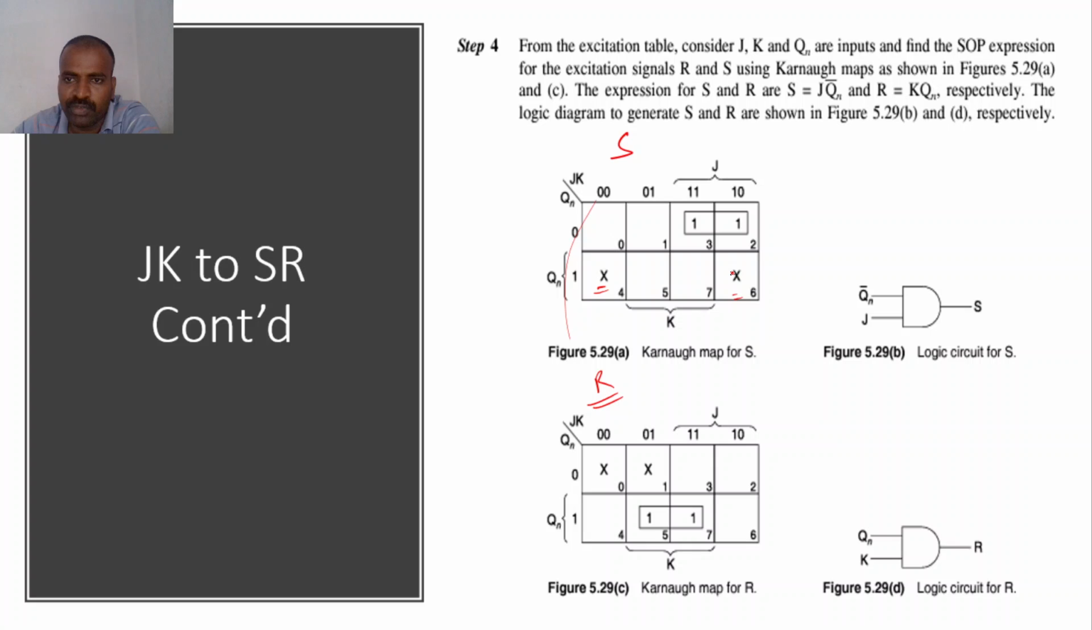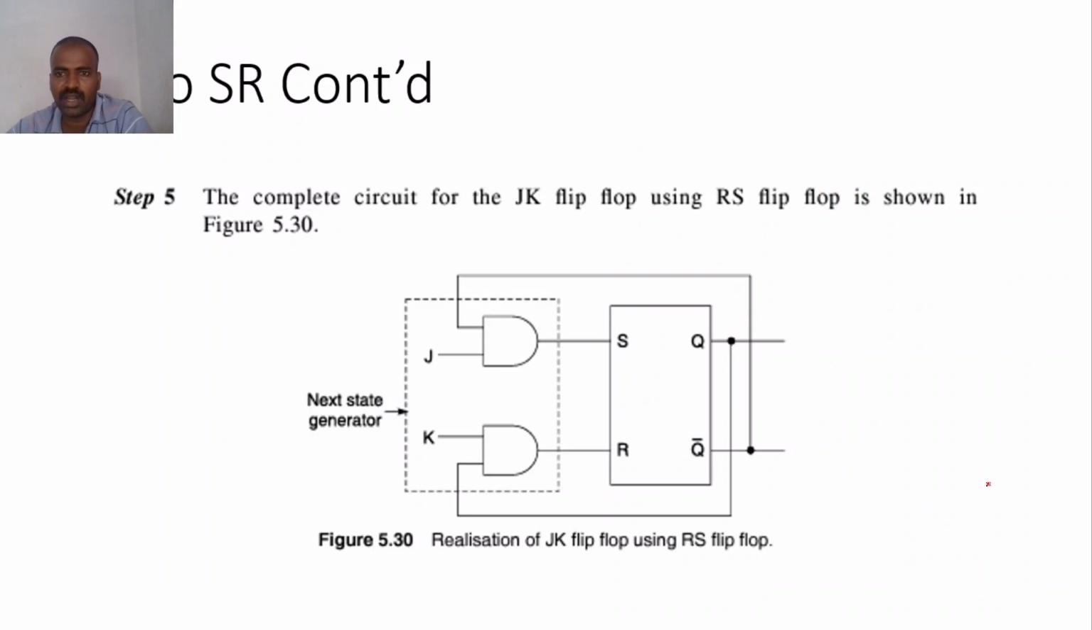So here there is no use of don't care, so we are going to form the group here. It is a pair, so the expression is Qn bar and J, one multiplication term, so we are in need of one AND gate. Okay, fine. So here again Qn and K will come, so this is also one AND gate. From here the last step is, now we got the S and R expressions. Now we are going to draw the final logical diagram.